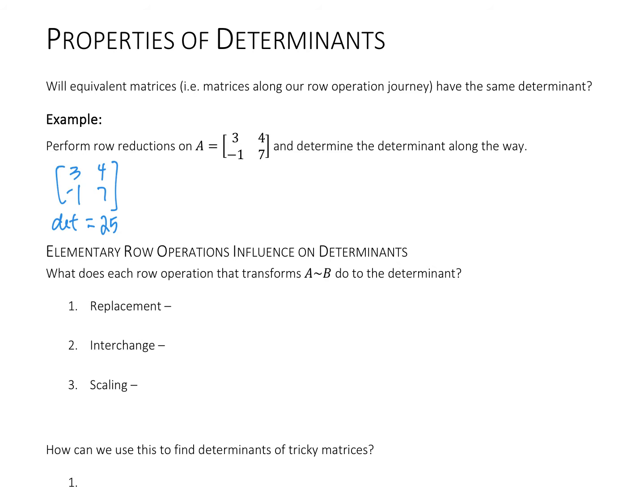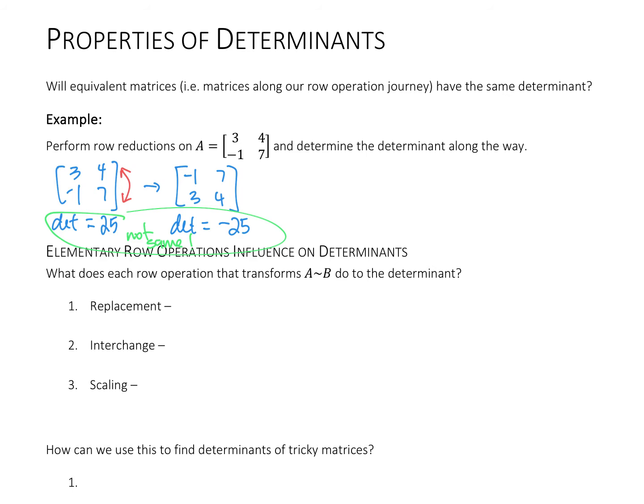The first thing I'm going to do is I have that 3 in the 1,1 position, but I don't want a 3. I want a 1. So the first thing I'm going to do is switch my rows. And this will give me my new matrix, -1, 7, 3, 4. I haven't done anything really complicated. But let's see what happens to the determinant. This time I have -1 times 4 is -4, minus 3 times 7 is -4 minus 21 gives us a -25. Curious. Those things are not the same.